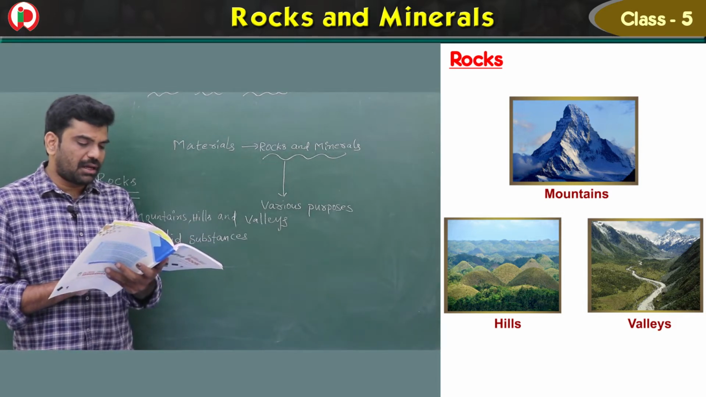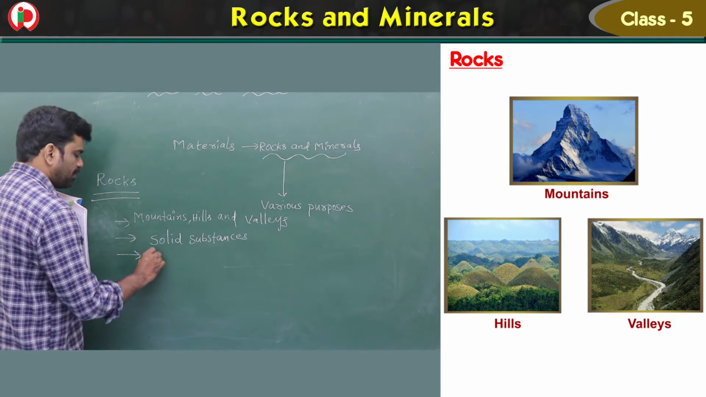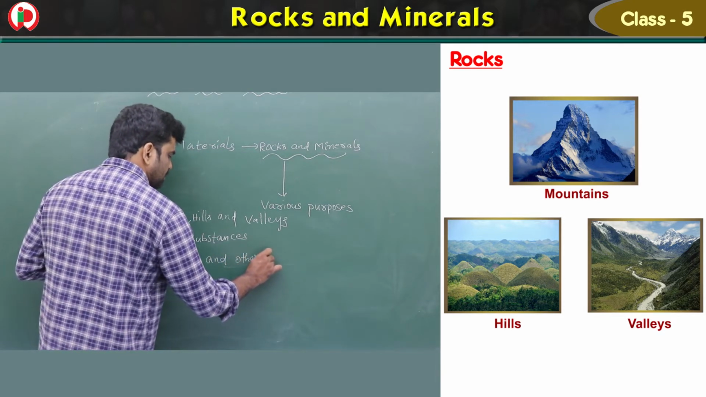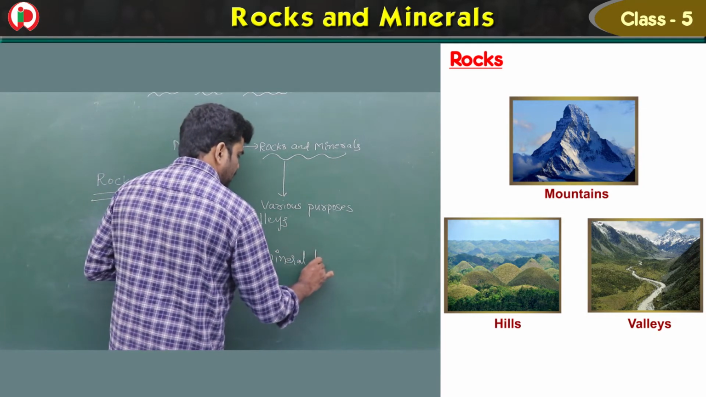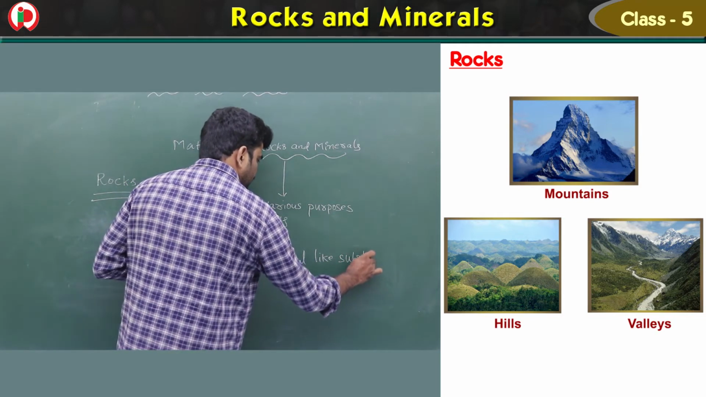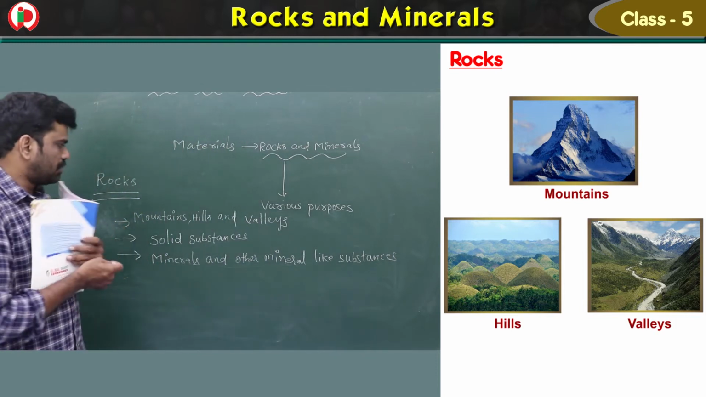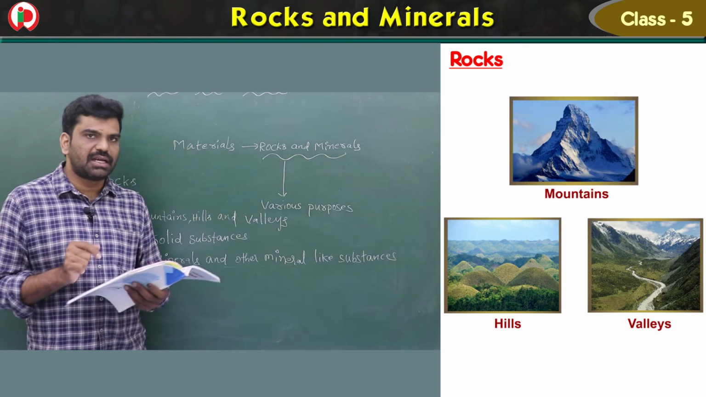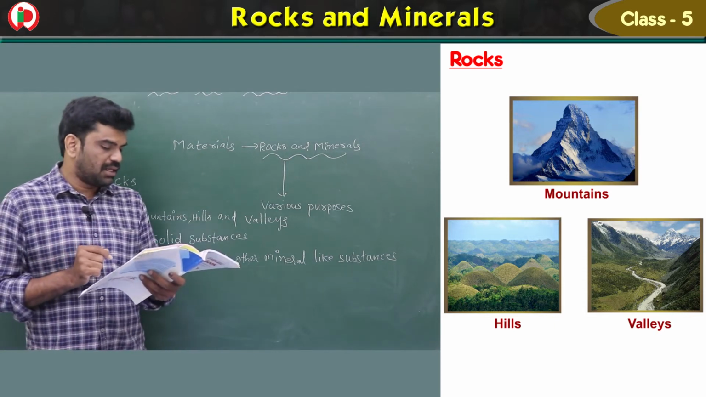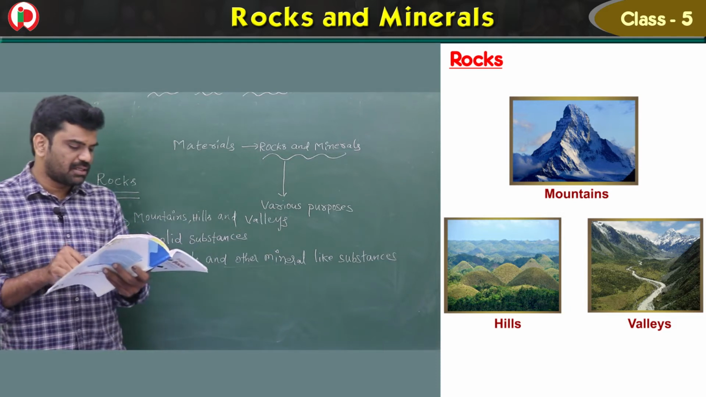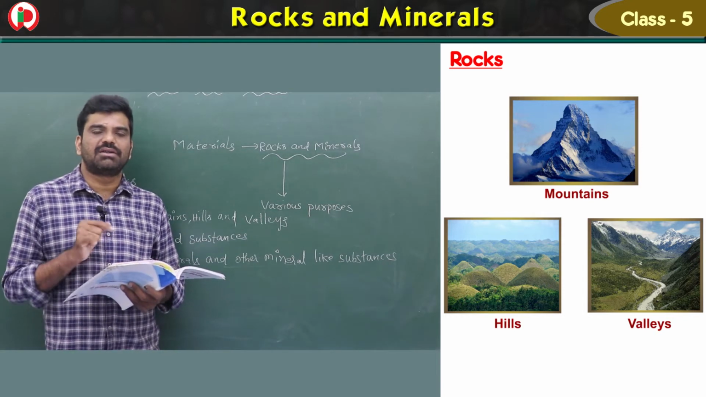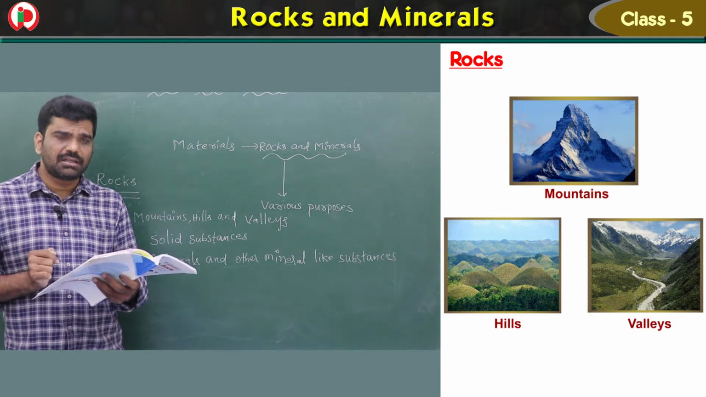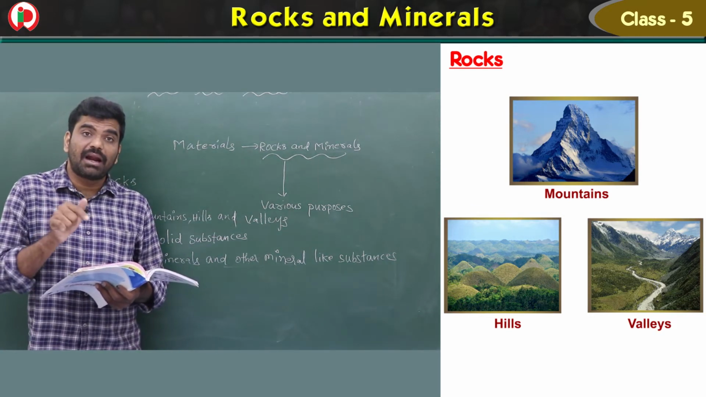They are made up of minerals or other mineral-like substances. So these rocks are made up of minerals, children. These rocks are made up of minerals and other mineral-like substances. So you can see the mountains, valleys and hills are made up of rocks. Rocks are solid substances found on the surface of earth. They are made up of minerals or other mineral-like substances. So these rocks are solid substances, found on the surface of earth, and made up of minerals or mineral-like substances.